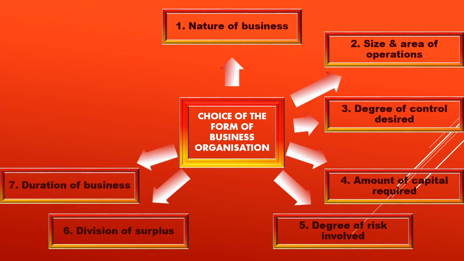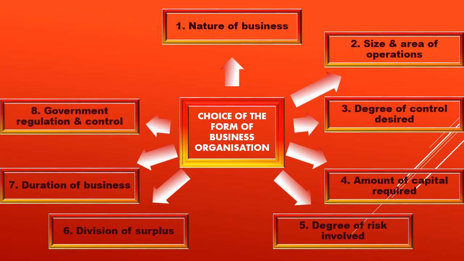The duration of business. If it is a temporary or ad hoc venture, made for a certain purpose, then it will be dissolved after the work has been accomplished. But if you want to start a permanent business, you need to start with a joint stock company or a cooperative society. Government regulation and control. The public company has government control and has to be accountable to the public, whereas secrecy can be maintained in the private company, the proprietorship and the partnership.